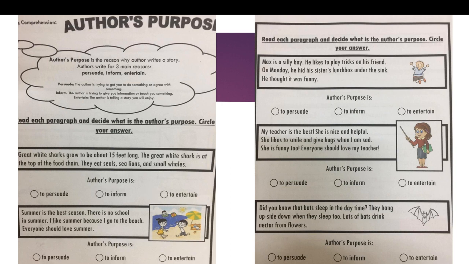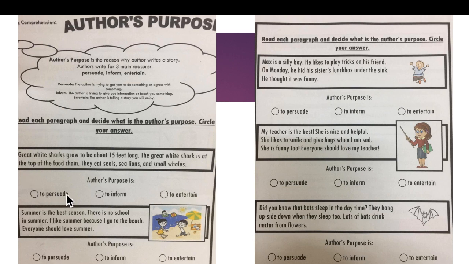Okay? Ready? Good. Great white sharks grow to be about 15 feet long. The great white shark is at the top of the food chain. They eat seals, sea lions, and small whales. What do you think? Why did the author write this story?